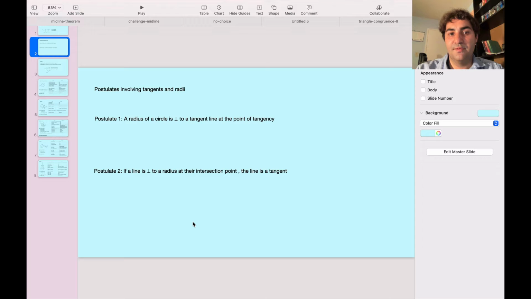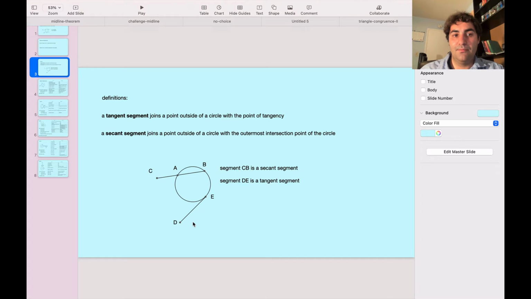Let's look at some postulates involving tangents and radii. Postulate 1: a radius of a circle is perpendicular to a tangent line at the point of tangency. Postulate 2: if a line is perpendicular to a radius at their intersection point, the line is a tangent.